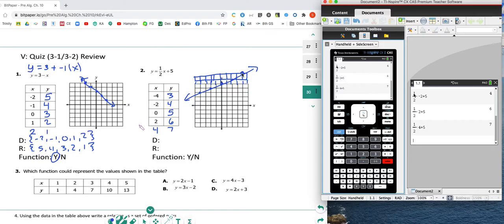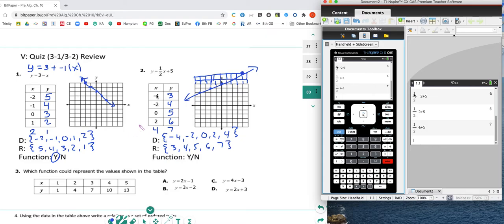And now we're going to look at our domain. So our domain is going to be all the x's least to greatest. -4, -2, 0, 2, 4. And our range is going to be all of our y's least to greatest. 3, 4, 5, 6, 7.